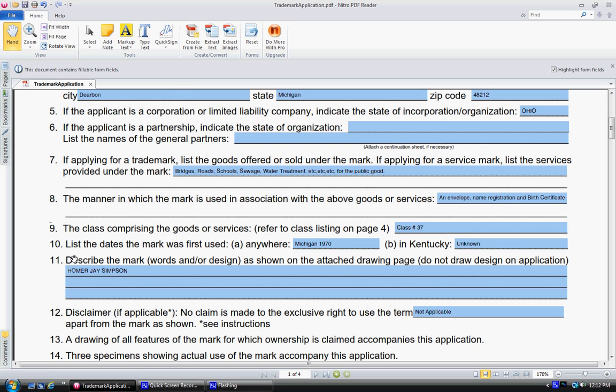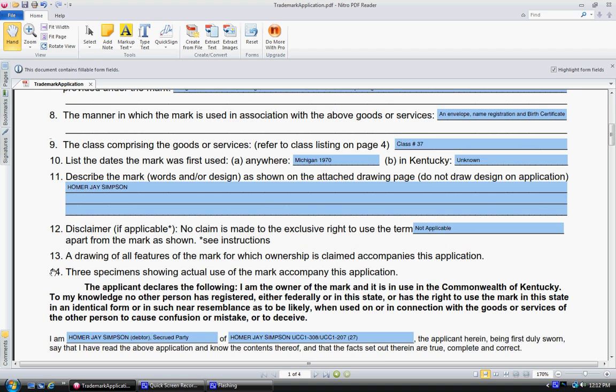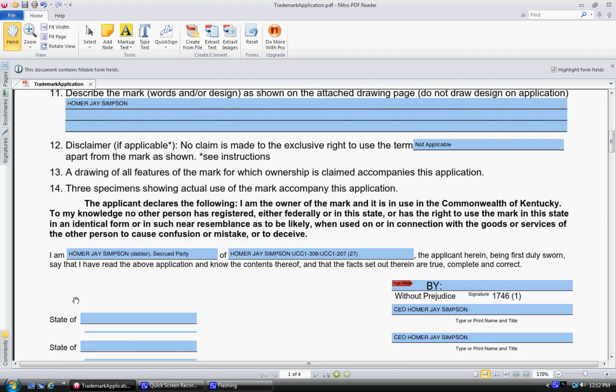Number 10, she says you want to type in the name of the state that you were born in and the year you were born. Then she says in the B section, you want to write unknown. Line number 11, she says write your name in all capital letters. Line 12, not applicable. And then you scroll on down here.